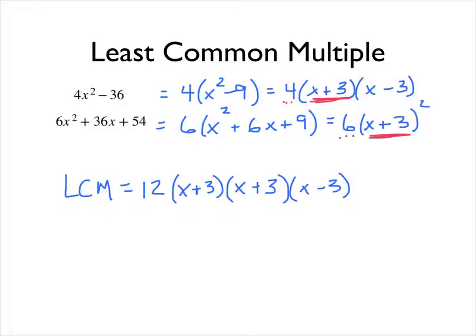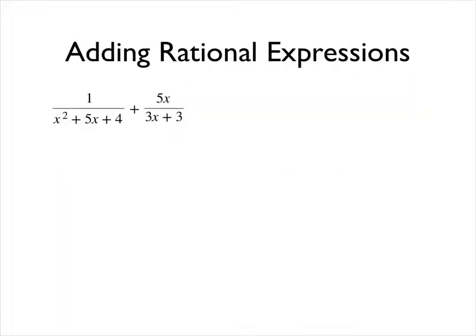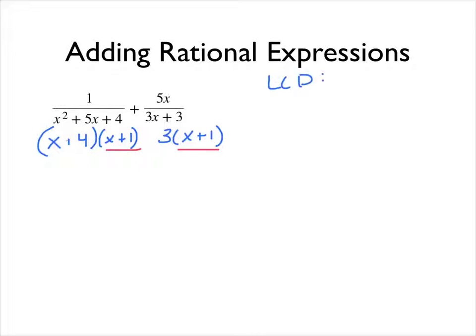Let's try one where we have to find the least common multiple, the least common denominator. So an adding example. And this one's much simpler, so don't stress. All right, start with factoring your denominators. This one's x plus 4, x plus 1. Messy. Okay, and this one's 3 times x plus 1. So we've got an x plus 1 in common. So our least common multiple here, in this case LCD for least common denominator, not liquid crystal display, but you know. All right, so we have an x plus 1, that's what they have in common. And then we have a 3, and then we have an x plus 4.